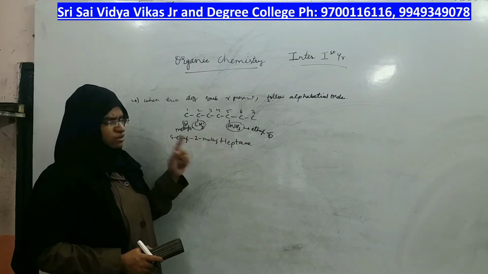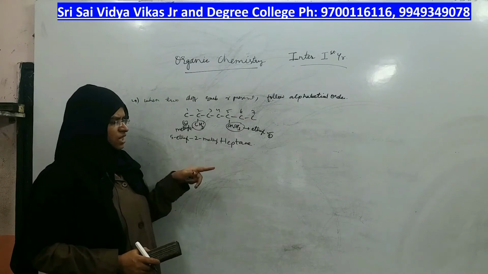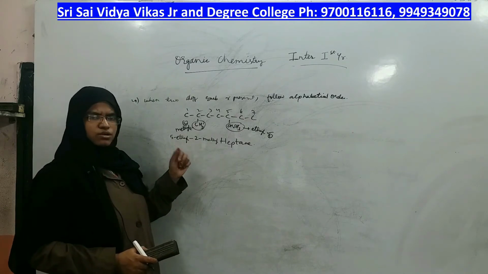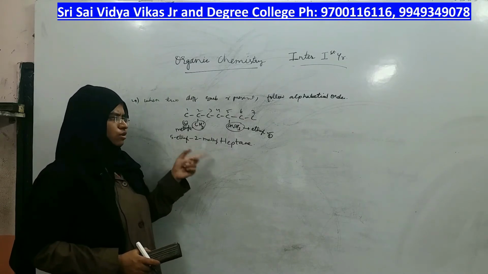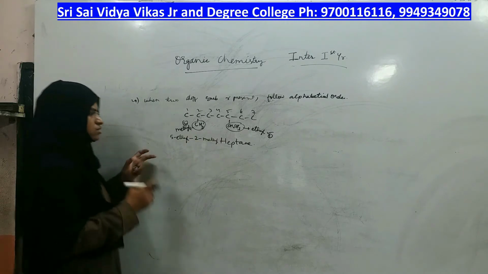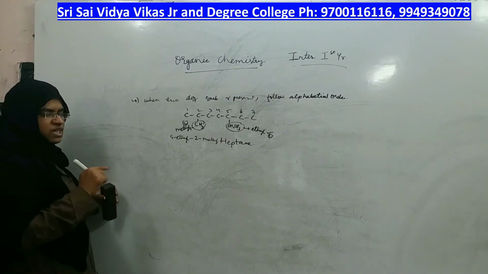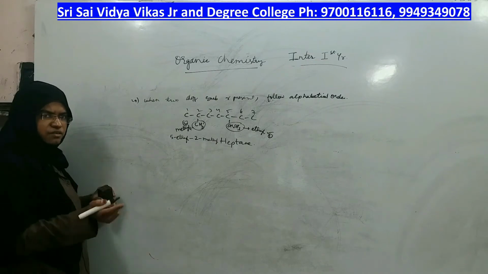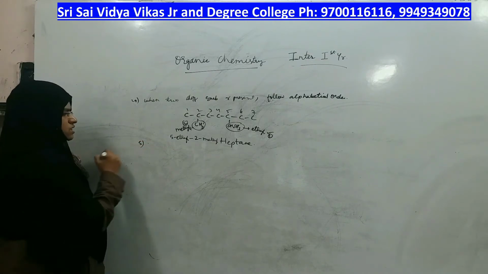Sometimes ethyl and chloro can be present. Even then, ethyl starts from E, chloro starts from C. So, chloro and then ethyl. Okay, so whatever the substituents may be, look at the letter from which each starts and then follow the alphabetical order. What is the next rule?